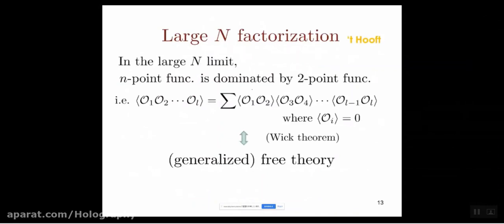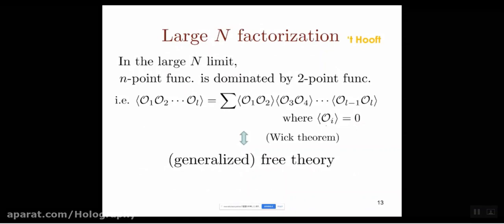In the large N limit, the n-point function is dominated by the 2-point function, because the 1-point function is 0 because of the CFT or something like that. Then the 2-point function is dominated. So this is like using Wick's theorem. So this means the theory is a free theory. More precisely, it's a generalized free theory.